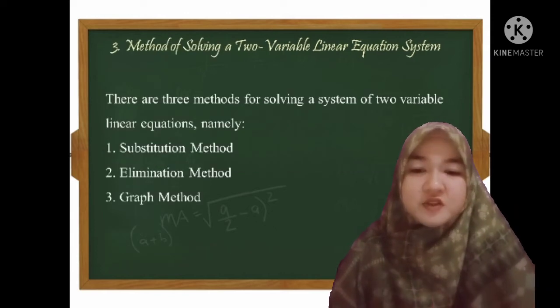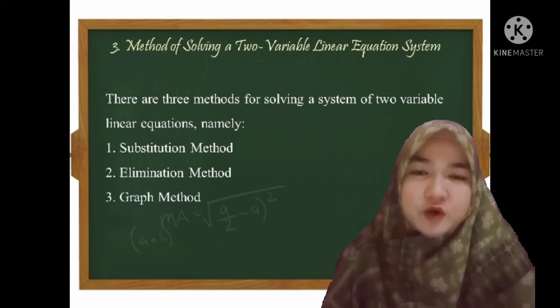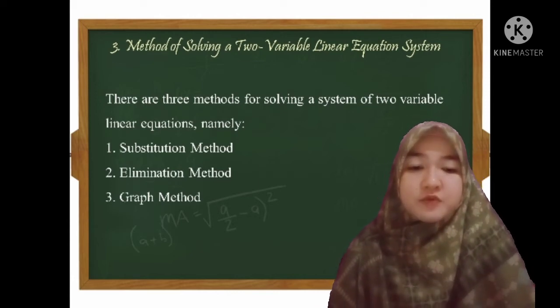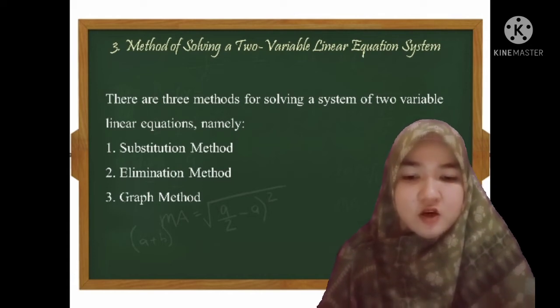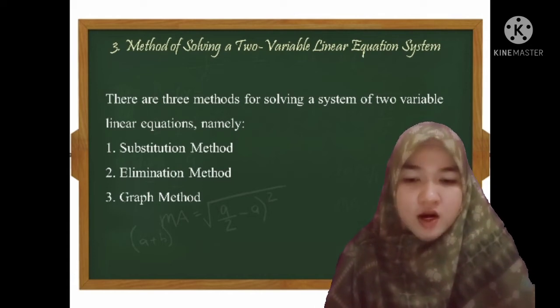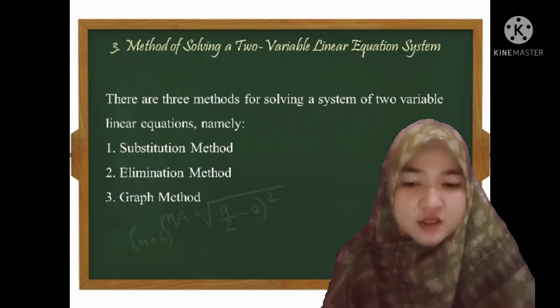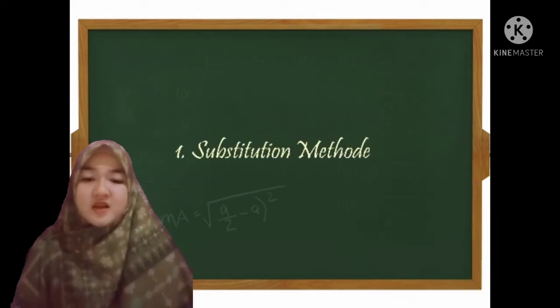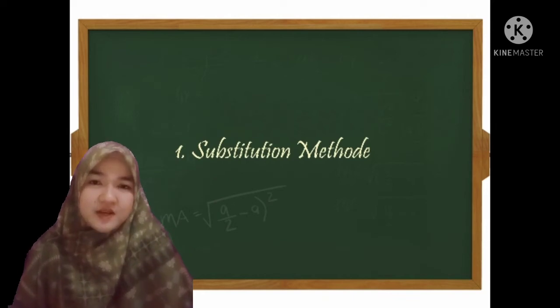3. Methods of solving a two-variable linear equation system. There are 3 methods for solving a system of two-variable linear equations, namely: 1. Substitution method, 2. Elimination method, 3. Graph method. 1. Substitution method.